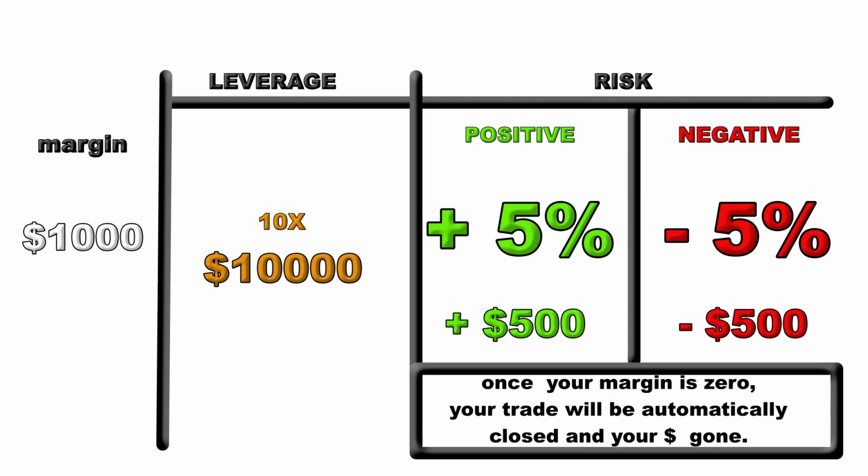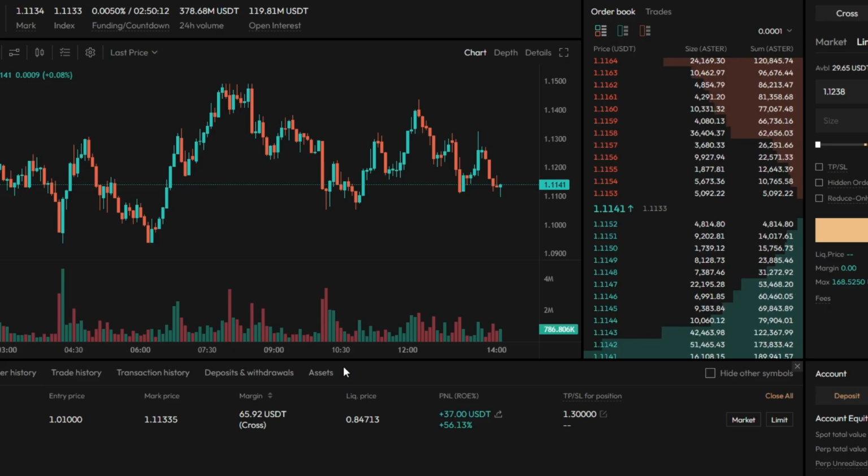But how leverage works is that your $1,000 is your only capital, right? So you can have a profitable position of more than $1,000, but you cannot have a losing position of more than $1,000, because your $1,000 is basically your capital. You cannot lose more than $1,000. Once you lose it, that means your money is gone. That's basically how leverage works.